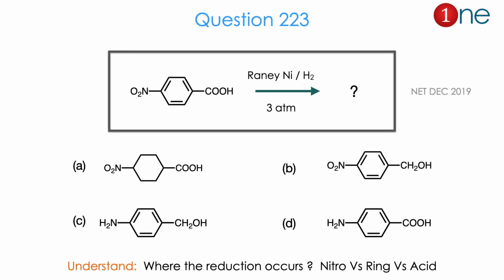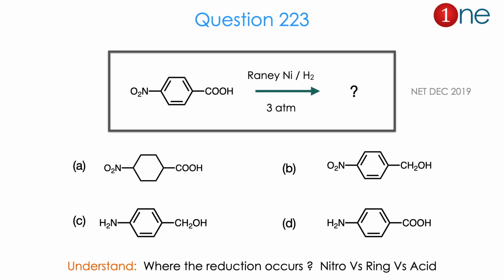Then let us look at the next question. The starting material is nitrobenzoic acid, both in the para form. You are using Raney nickel at high pressure. They ask you to find the product. Here 4 products are given, all reduced. A is reduction happening at the benzene ring, B is reduction happening at the acid, C is reduction happening at nitro, and D is reduction happening at the nitro group. So there are four possibilities.